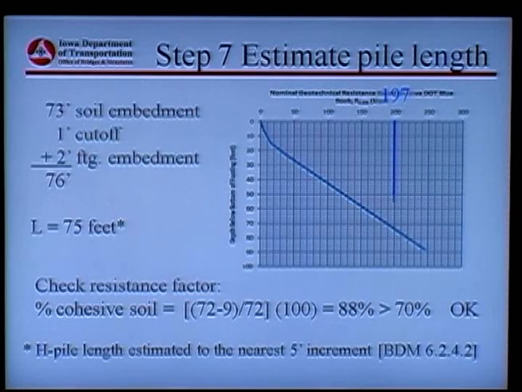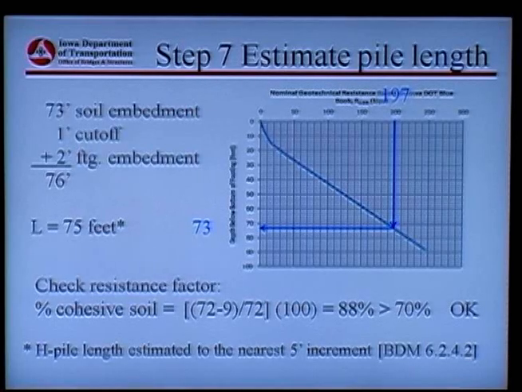So there's the 197. We come down, we go across, and we get 73 feet. Now remember, the 73 feet is the amount of embedment below the bottom of footer. So there's the embedment. We're going to have 1 foot cut off because we never can install these piles right to the T. Lots of things happen, so we're going to have a 1 foot throwaway in there cut off. Plus we're going to have some embedment in the footer itself. So I need 76 feet of steel pile.